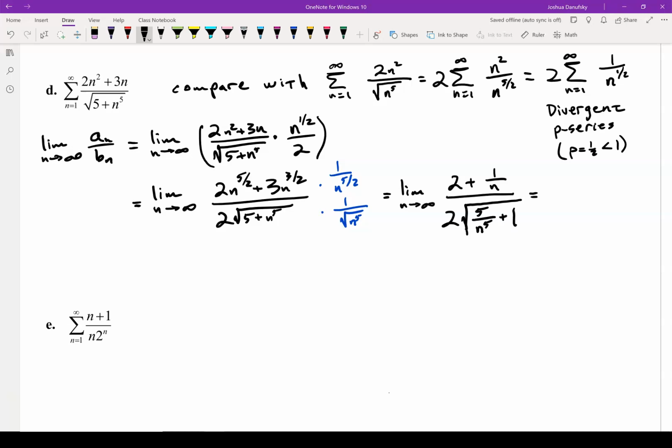As n goes to infinity, the numerator is simply 2, and the denominator is 2 times root 1, which is also 2, so the limit is equal to 1, which is greater than 0. By the limit comparison test, that means that both series either diverge or converge. And since we already saw that our comparison series was a divergent p-series, that means our original series also diverges.